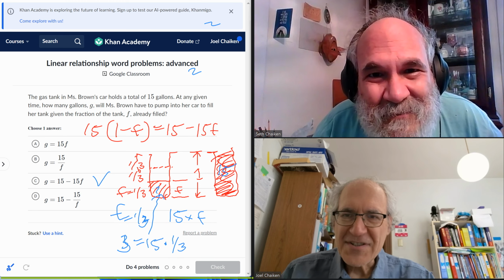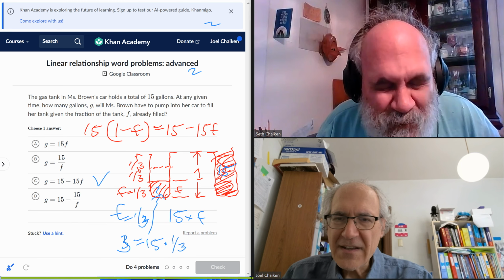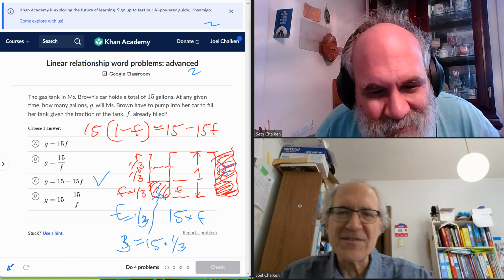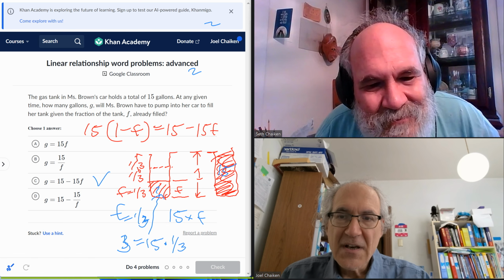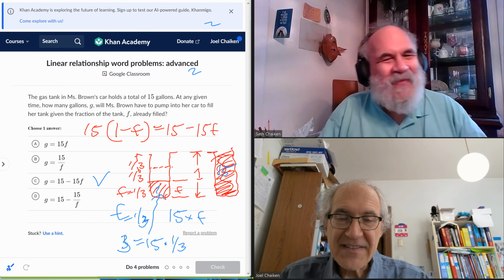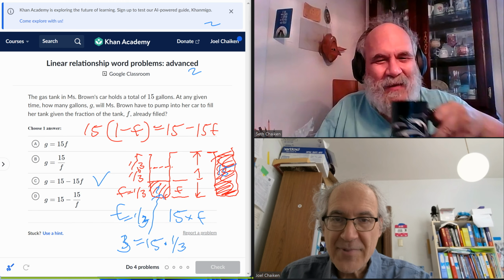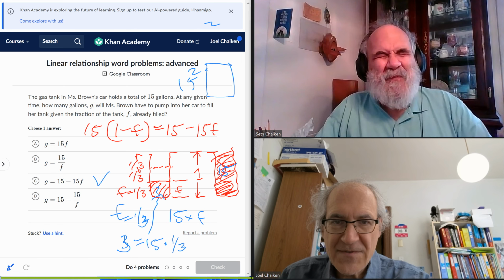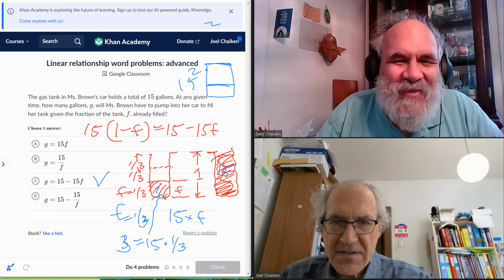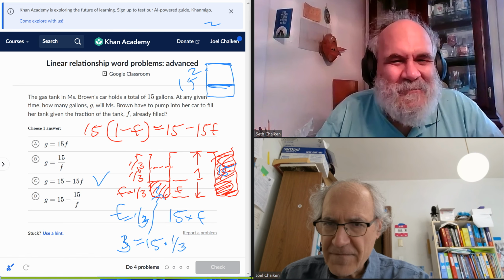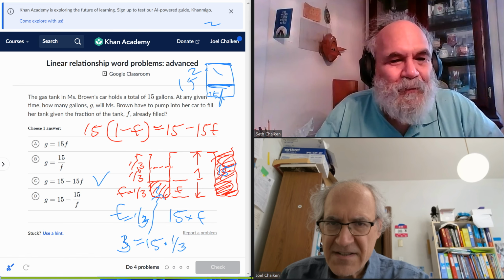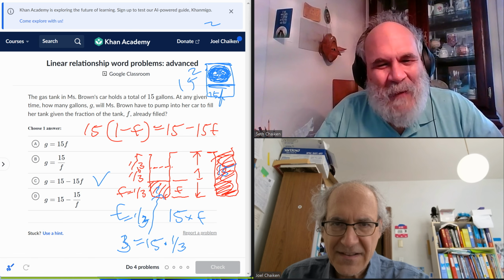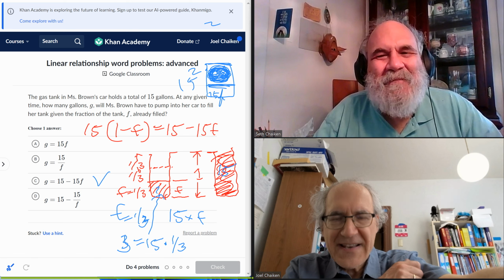Yeah, so this is not just a plain y equals mx plus b. In some sense, it is a y equals mx plus b problem, but it has this fraction stuff. That's a really good idea to make a picture, although I would have made the picture directly. I would have said this was 15, and this was 15F, and then this difference is what they're asking for, which is 15 minus 15F.